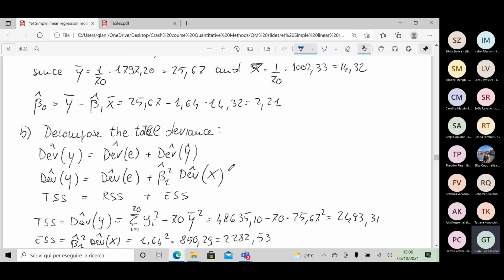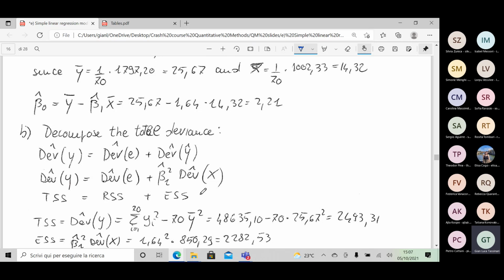Decompose the total deviance. We know that the total deviance, the total sum of squares, is equal to the residual sum of squares plus the explained sum of squares. To review, the deviance of y equals the deviance of the residuals plus the deviance of the regression. If you remember, the deviance of the regression can be written either as beta 1 hat squared times the deviance of x, or beta hat 1 times the codeviance of xy. Same result.